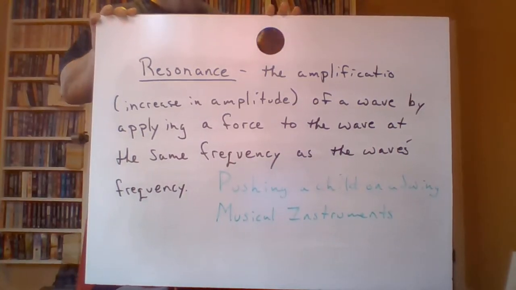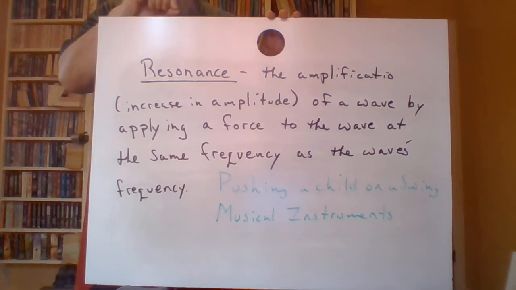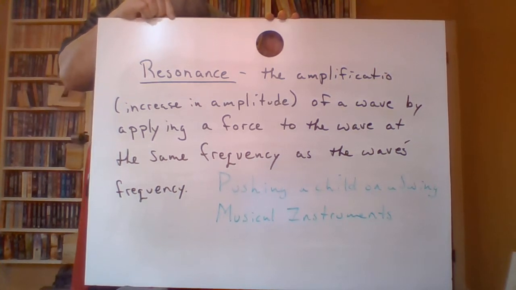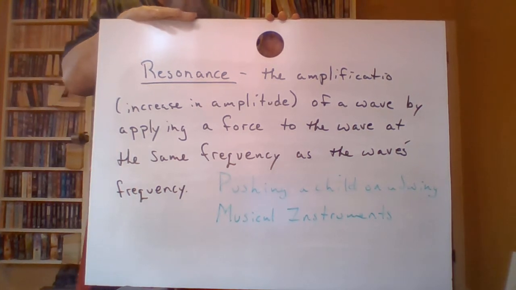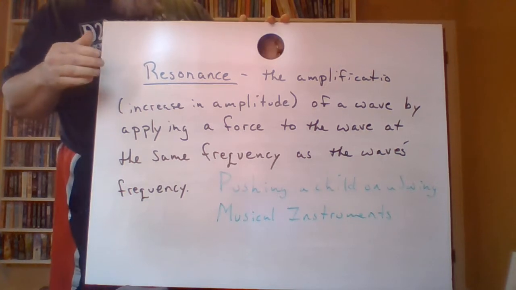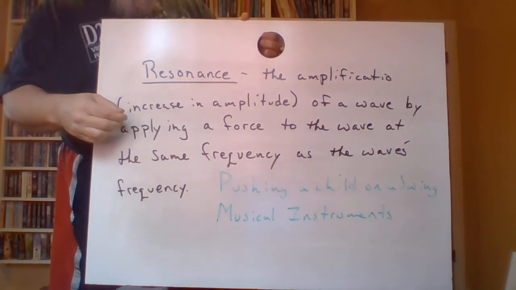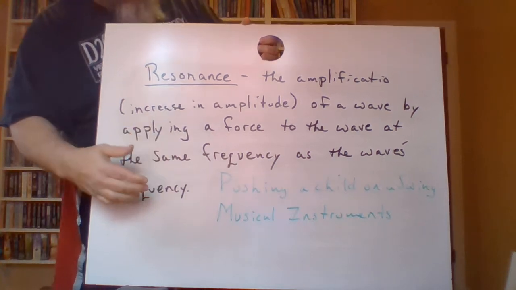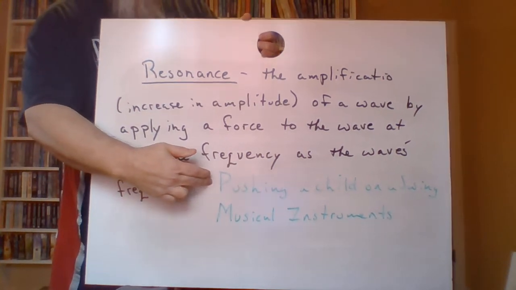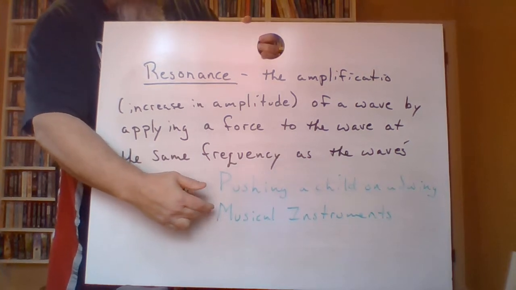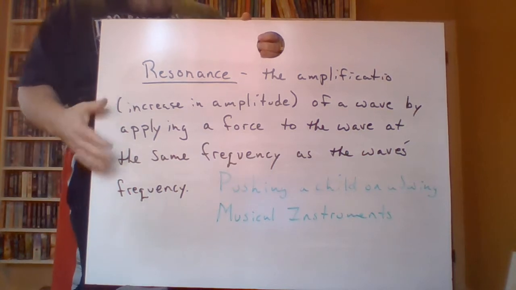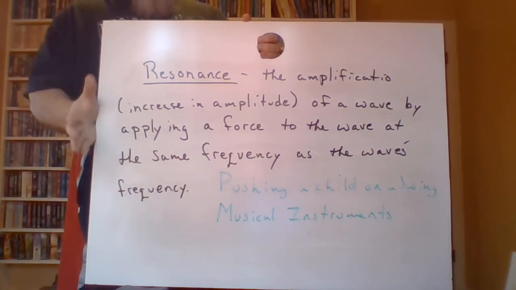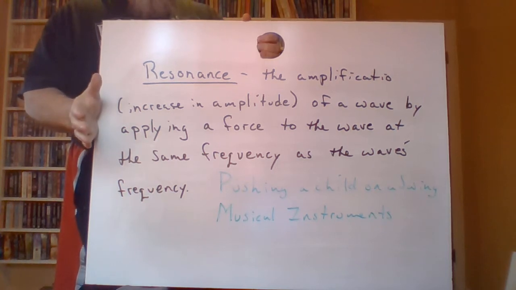At its basic definition, resonance is the amplification of a wave. Amplification means the increase in amplitude, right? So it's the amplification of a wave by applying a force to the wave at the same frequency that the wave is vibrating at. We can think of that as pushing a child on a swing, or musical instruments. So this is the basic definition of resonance: making the amplitude larger when you apply a force at the same frequency as the wave that's being made.